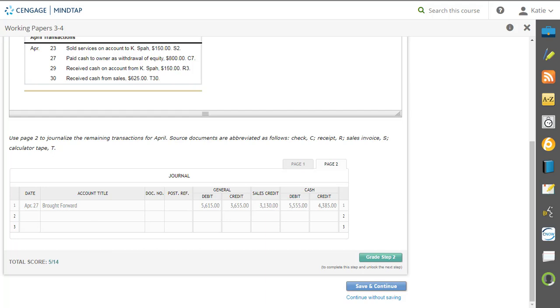That's the easy one. So if we're debiting cash, what has to happen to accounts receivable K Spa? If cash is being debited? As a credit, yes. So let's go ahead and get the date in there. Source document is going to be R3, standing for receipt 3. And we're going to go ahead and do general credit for $150 and cash debit for $150.